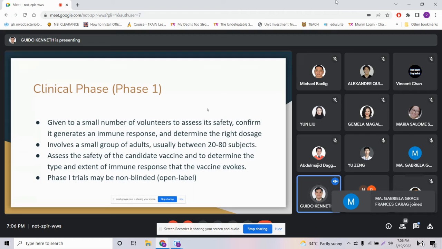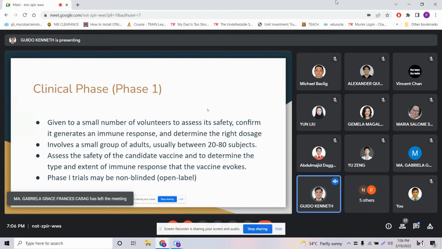So in phase 1 of the clinical phase, the candidate vaccine is given to a small number of volunteers to assess its safety, confirm it generates an immune response, and determine the right dosage. This phase involves a small group of individuals. Phase 1 trials may be non-blinded or open label. This means that researchers know what treatments are being given to each study subject or experimental group. The human subjects in this study know as well the treatment that they have received.